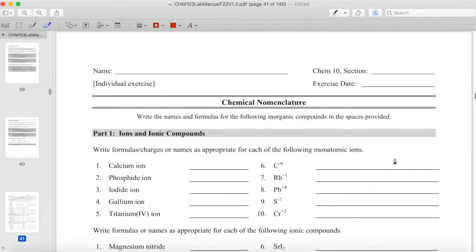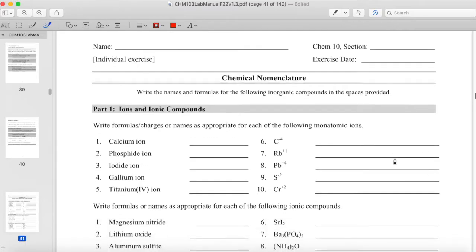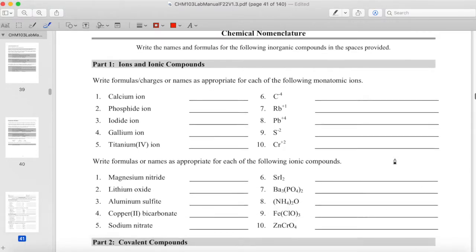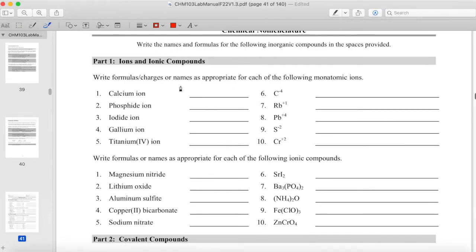All right, so basically what I'm doing here is I'm going to go through the lab report itself and just do a couple of examples from each section just to give you a feel for how we should approach these problems and how you can go about solving them. So in this first section, we're basically looking at how to represent ions, either using their chemical symbols if given the name, or vice versa, how to write out the name of a chemical symbol for an ion.